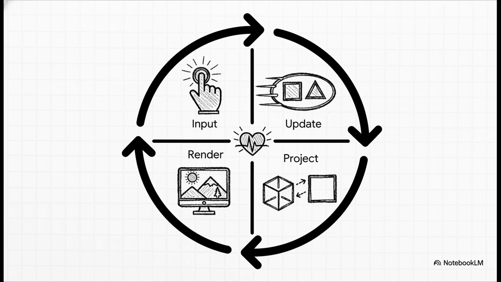It's basically an infinite loop that just does the same list of things over and over, super fast, like 60 times a second. It checks if you've pressed any keys, it updates the positions of the camera and all the objects, it projects all that 3D stuff onto our 2D screen, and then it draws the final picture. And then, it does it all over again. This constant cycle is what makes the world feel alive and interactive.